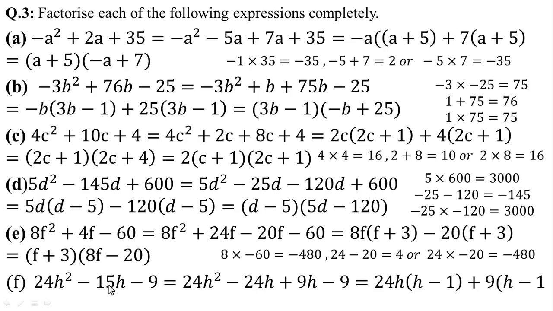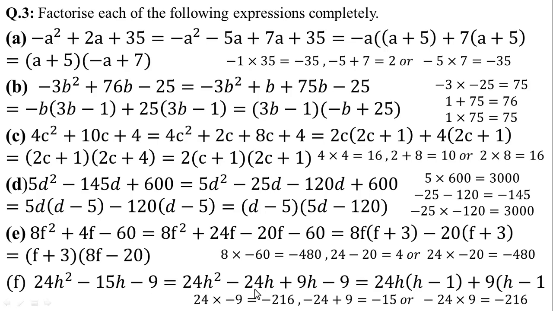24h² minus 15h minus 9. So 24 multiplied by minus 9 is equal to minus 216. Now mid-term breaking of 15 into 2 parts, minus 24 plus 9, answer is minus 15. And minus 24 multiplied by 9 is equal to minus 216. So we write the mid-term into two parts, minus 24 plus 9. Then we have 24h² minus 24h plus 9h minus 9.